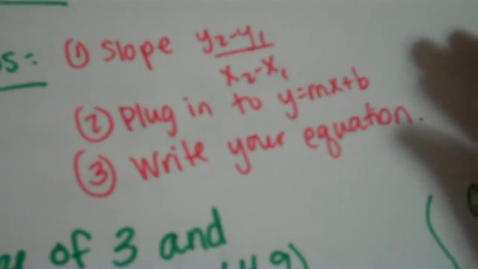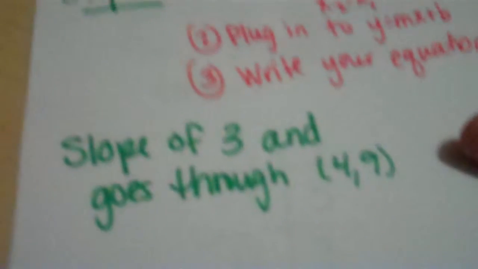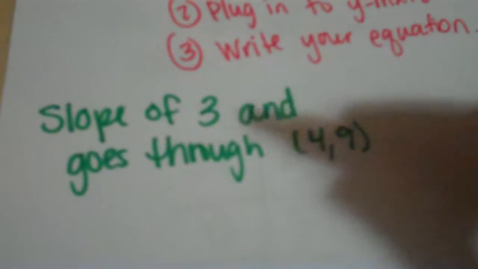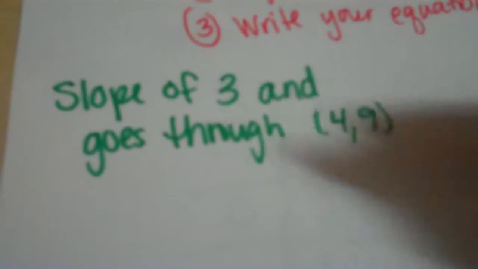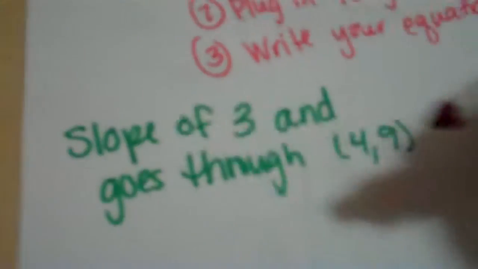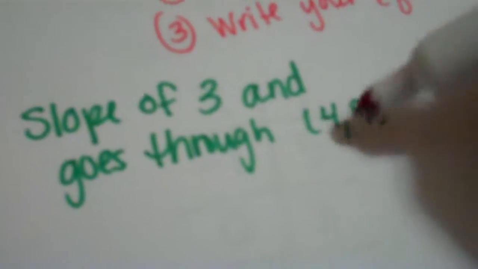Now, a lot of y'all did very well with this yesterday, but one day is not enough. We got to make sure that we are practicing. Okay? So here's your first example. Slope of 3 and go through that point. Now, I know it's not a question, but basically I'm asking you to write that equation where it's a slope of 3 and it goes through 4, 9.